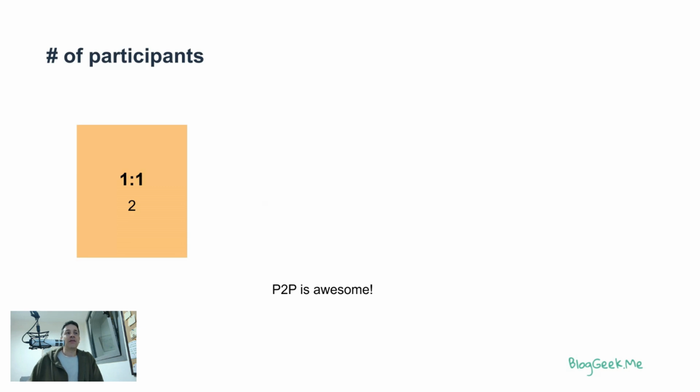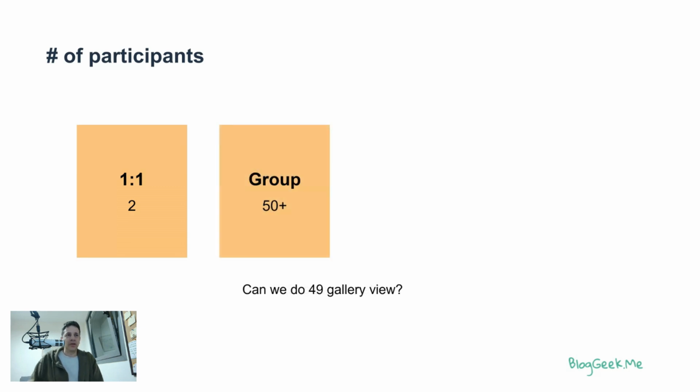Then came the other use case, the one of group meetings. The question there is, can you do a 49 gallery view? We're past that. We're now looking into 15 or 25. Why, I don't know, but these are the numbers today. And the other number is groups of above 50 people, usually up to 200 or so.